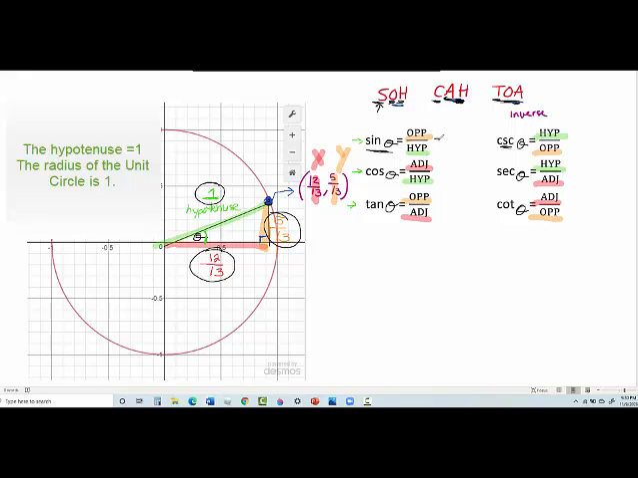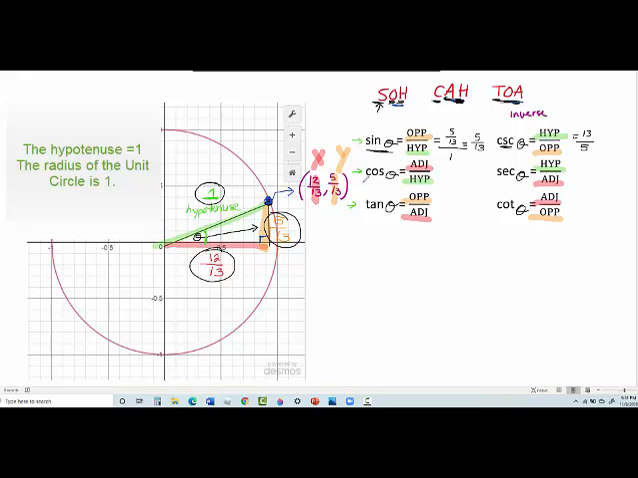For the sine, we have the opposite over the hypotenuse. So if this is theta, the opposite side is the side that is opposite it, so that's 5/13. And we're going to divide that by the hypotenuse, and the hypotenuse is 1. And that cleans up to just be 5/13. Now cosecant is the inverse of that. So now we're going to flip it. So this is going to be 13/5.